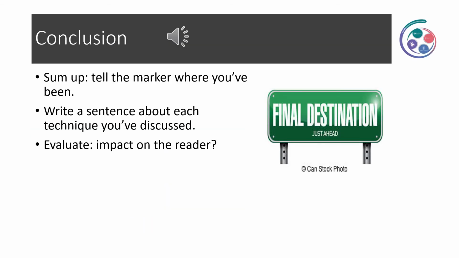The conclusion is also important, and some people struggle to know what to write here. There are various ways of approaching a conclusion, but I think a simple and straightforward way is the 3 bullet points on this slide. So you need to sum up, tell the marker where you've been, write a sentence about each technique you've discussed, and then make a final evaluative comment about the impact of the text on the reader.